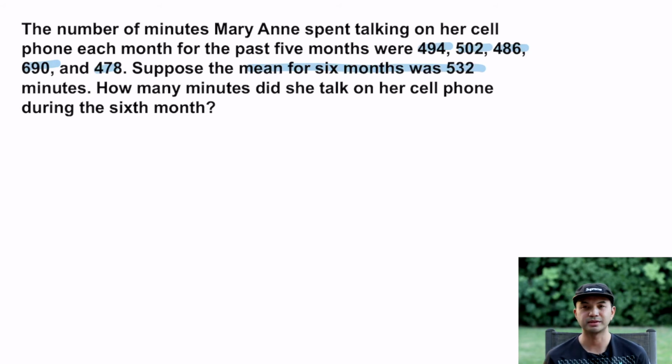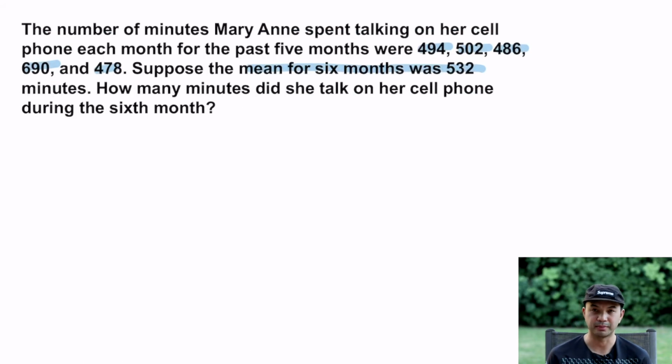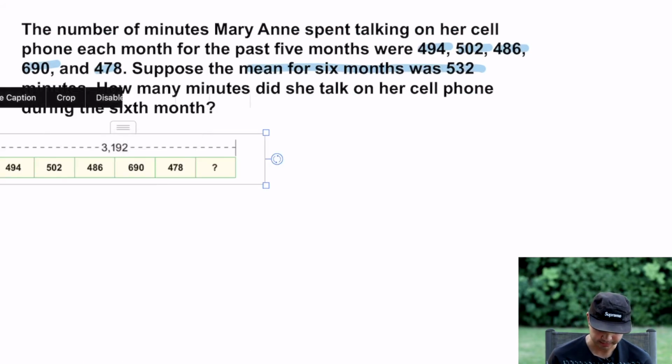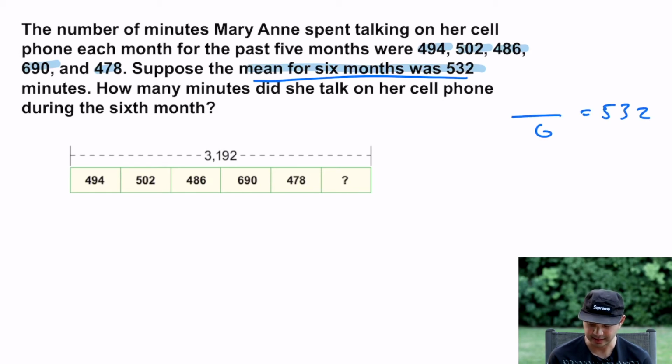There are several ways to do this algebraically, which I can show you later on. But one way to do it is to create a bar model. So let's take a look at a bar model. It says the mean for 6 months was 532. That means that if you divided some number by 6, it would equal 532.